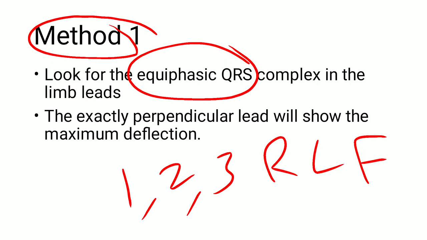V1 to V6 are precordial leads or chest leads. So you have to look for the equiphasic QRS complex. What is an equiphasic QRS complex? It contains equal positivity and negativity. The R and S will be more or less of the same magnitude. That is called equiphasic. So look for the equiphasic QRS complex.